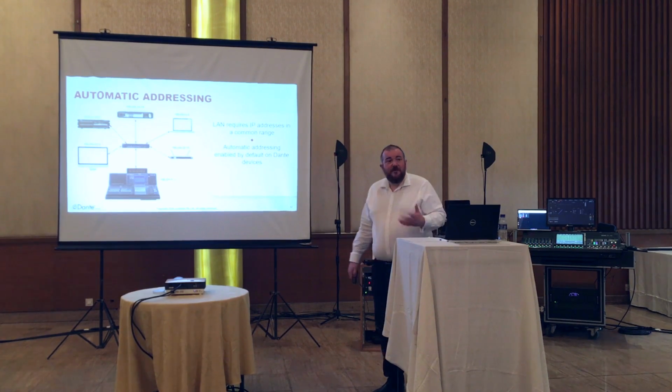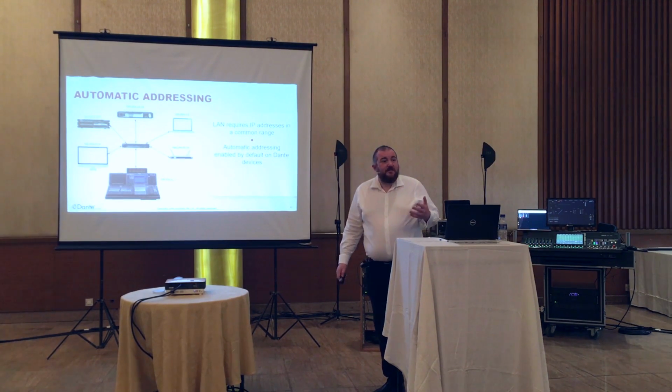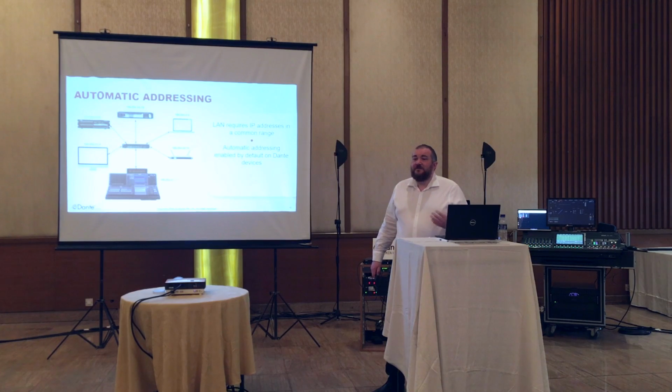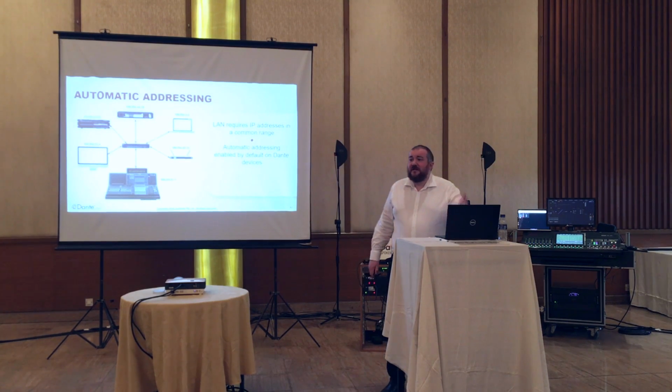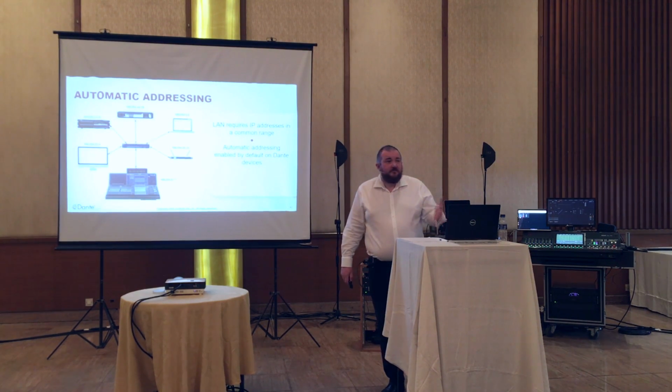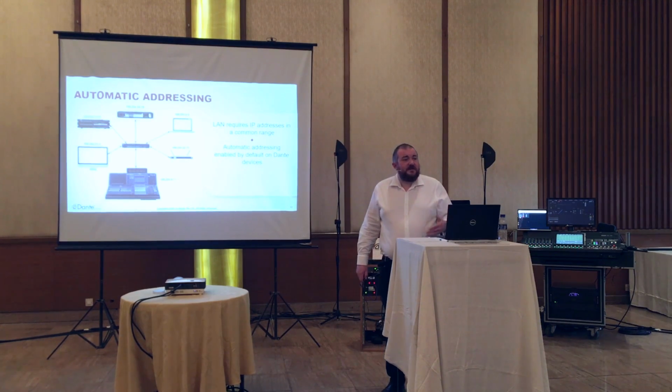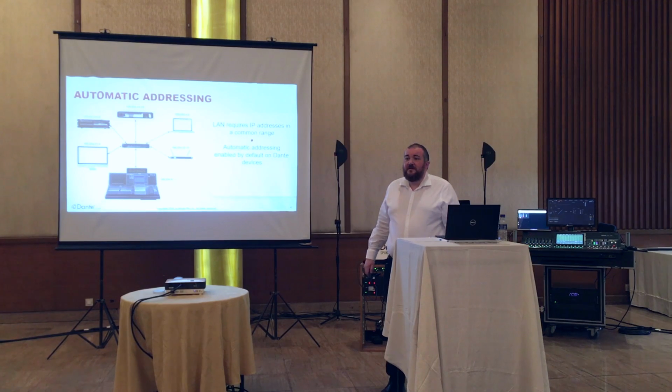And this is the default mode when Dante comes up out of the box. It will be working in this automatic IP address mode. When it comes out of the box, it's also looking for a DHCP server, just in case there is one there. And that's in common with most modern operating systems. So indeed, Windows 10, by default, will look for a DHCP server, and if it doesn't find one, it will fall back to this very same method.